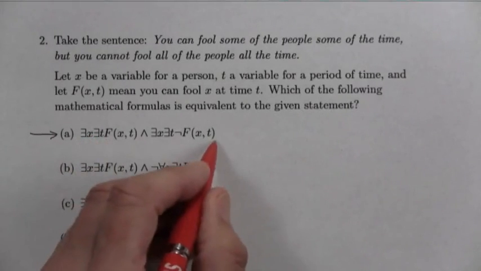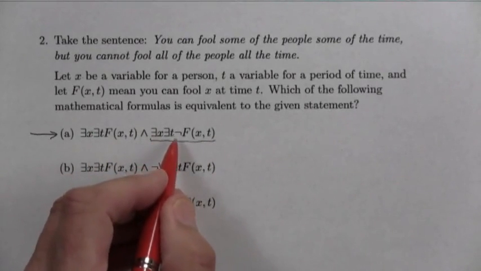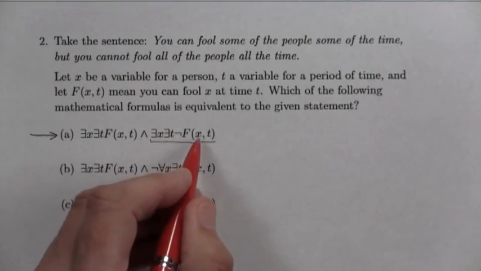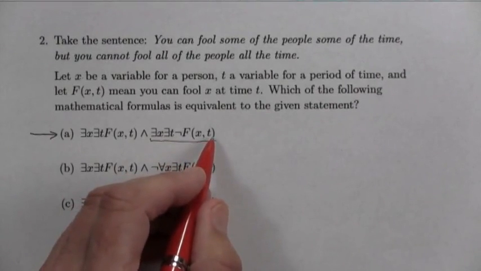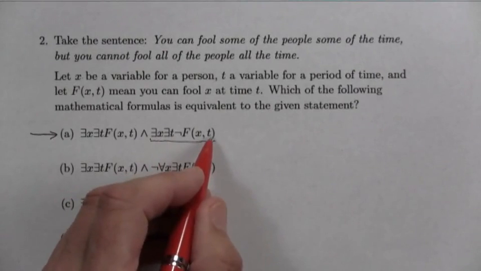Okay, and here the way I've expressed it is there is a person and there is a time such that you cannot fool that person at that time. Okay, there's a person and a time such that you cannot fool that person at that time.